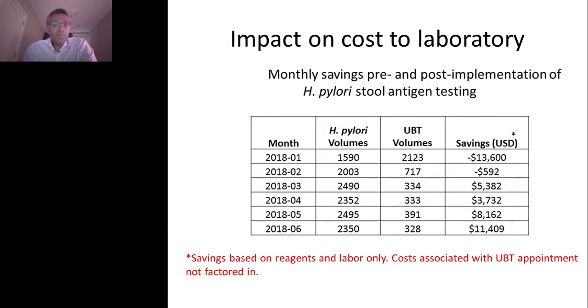Another important impact was the cost to the laboratory. So these were the monthly savings pre and post implementation of the H. pylori stool antigen test. So as you can see, as the H. pylori volumes hit a steady state of close to 2,300 to 2,500, and the UBT volumes decreased in those cases that still required it, we accrued monthly savings of close to $11,000 in this particular setting. And this only includes reagents and labor, does not include costs outside of the laboratory.